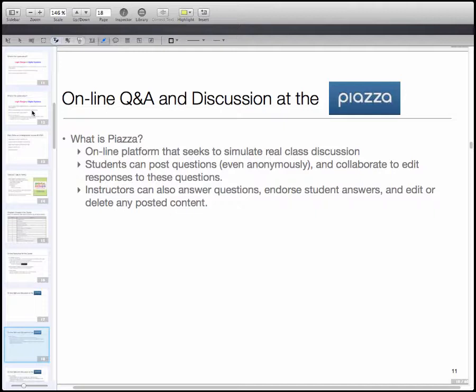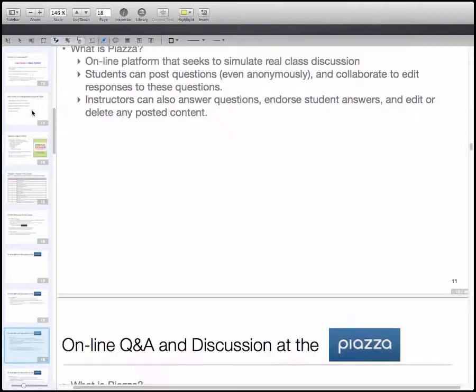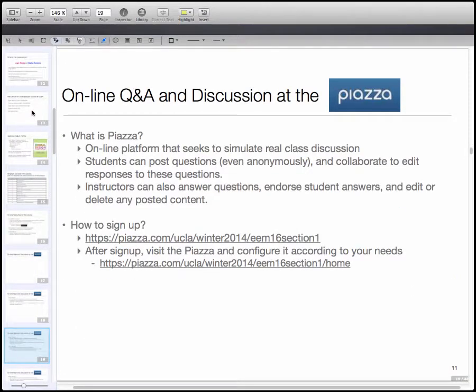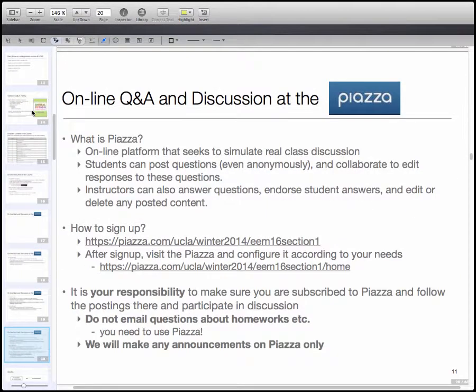It could be the email I used is the one on the registrar record. Maybe that's not an email you regularly read. If that's the case, then you might want to sign up under a different email account. Did anyone not get an email from Piazza? Okay, so I think we are good on that front. So we can ignore this. That's the sign up URL. And eventually, it's your responsibility to make sure you are signed up.